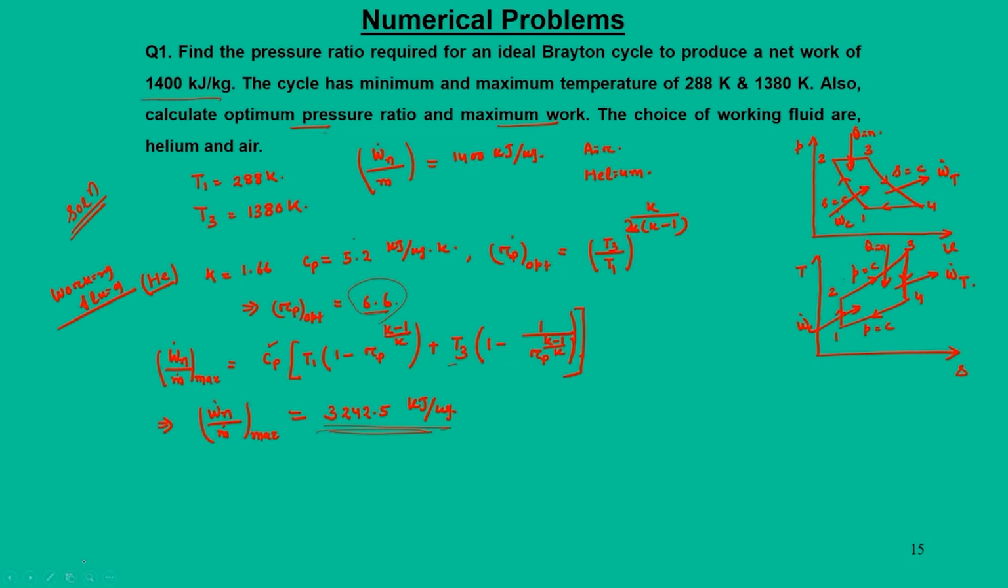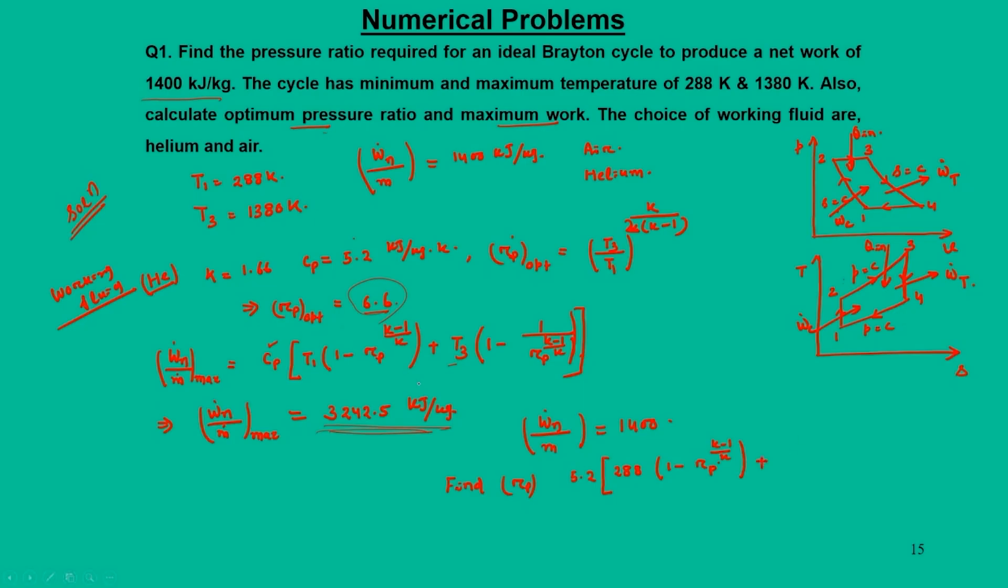So, these two answers we got, but our requirement is that we need to produce 1400 kilojoule per kg. Then what pressure ratio should we have? So, again for that, if I put W dot n by m dot as 1400 and calculate to find Rp, we can write this expression: 5.2, that is Cp, times T 1, 288, into 1 minus 1 by Rp to the power k minus 1 by k. Note that here Rp is unknown.